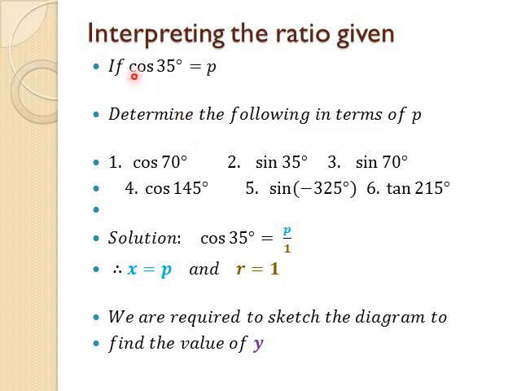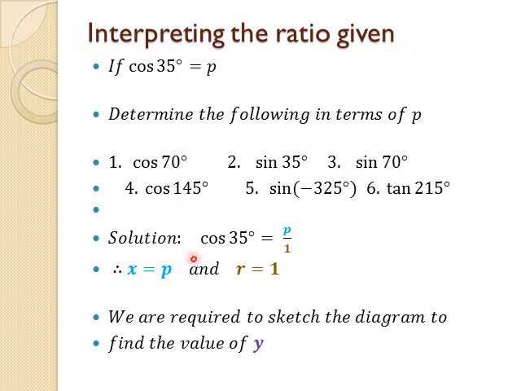Now there's many shortcuts to doing this, but I'll do it the full way as a diagram sum. Cos 35 equals P, determine the following in terms of P. So each one of these sums written here must have some form of P in it. So I have cos 70, sin 35, sin 70, cos 145, sine minus 325, tan 215. Because 35 degrees is given, all of this will have to be reduced somehow to include a 35.